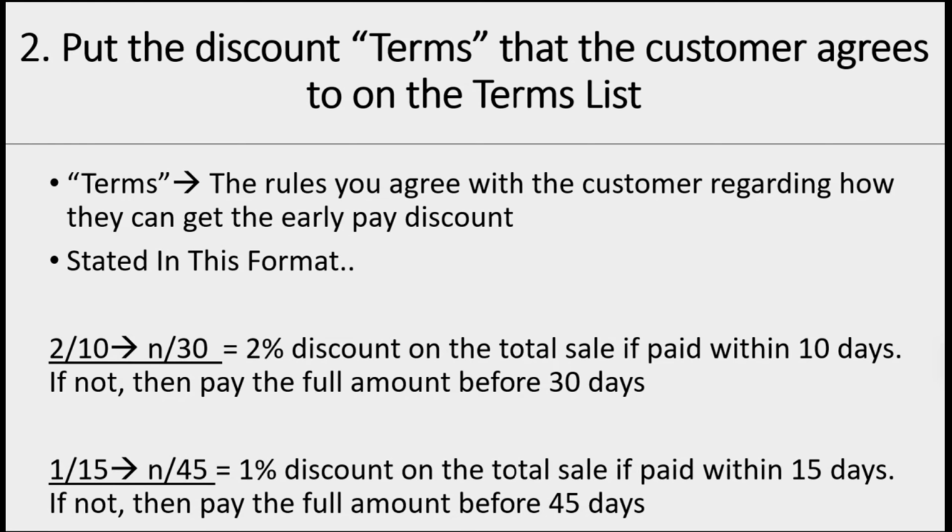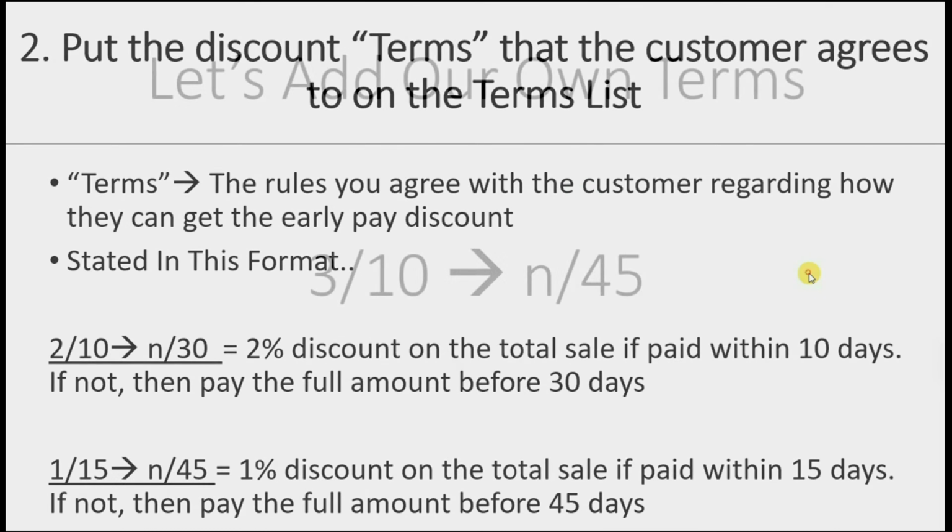Another example, if the terms are written like this, 1/15 arrow n/45, the part before the arrow says that the customer will get a 1% discount on the total sale if they pay within 15 days. If not, then they have to pay the full amount before 45 days from the date of the sale and the date of the invoice.